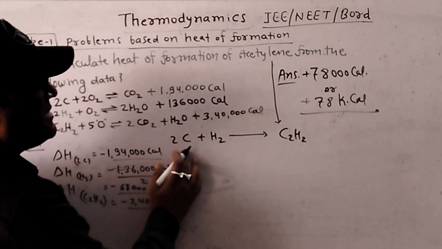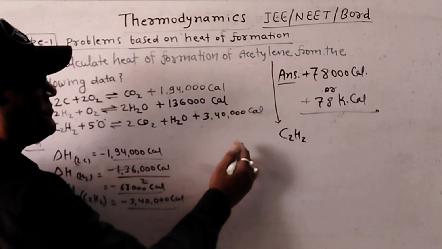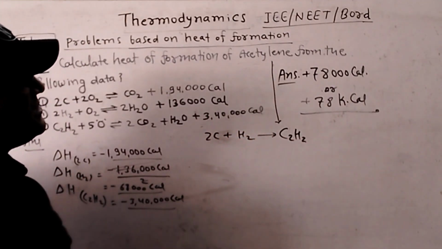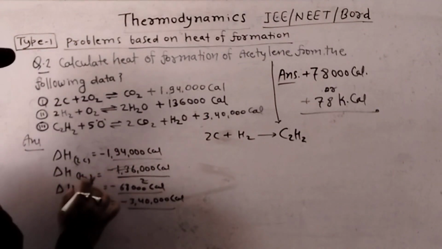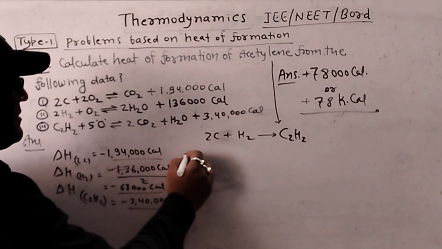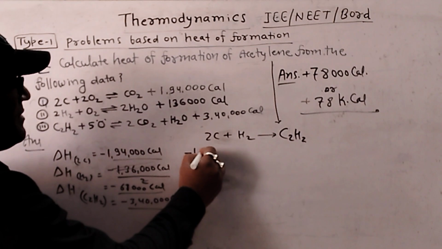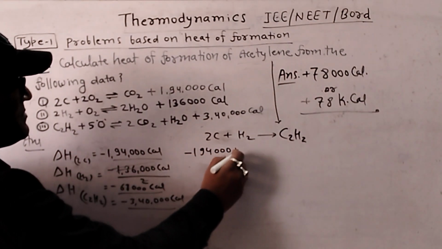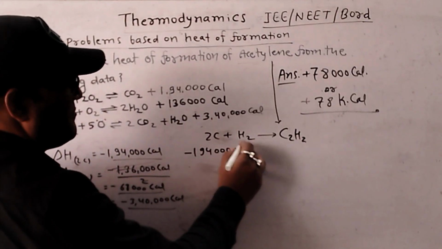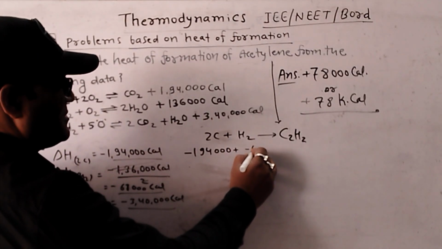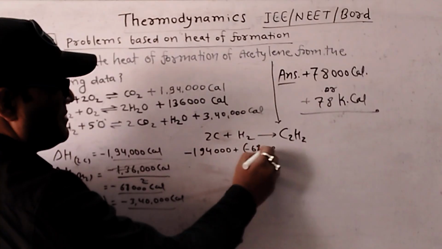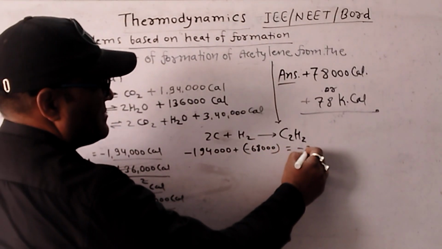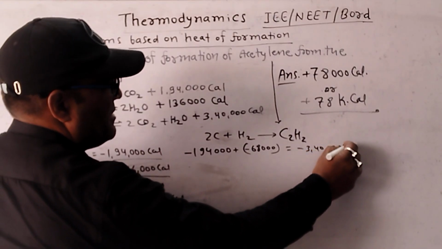So once again we can write 2C plus H2, giving C2H2, 1 mole of acetylene formed. Now here for 2C, minus 1,94,000 calories given, plus for 1 mole of H2, minus 68,000 calories given. In the RHS we can write minus 3,40,000 calorie.